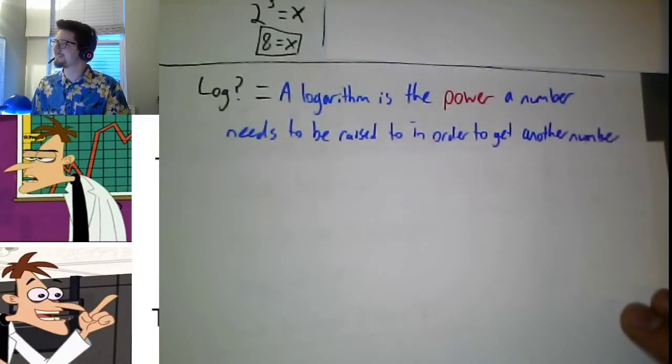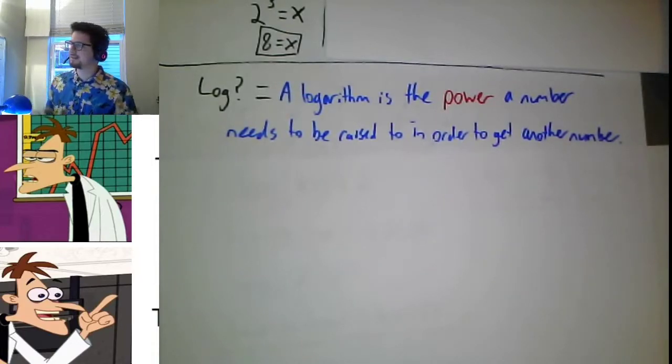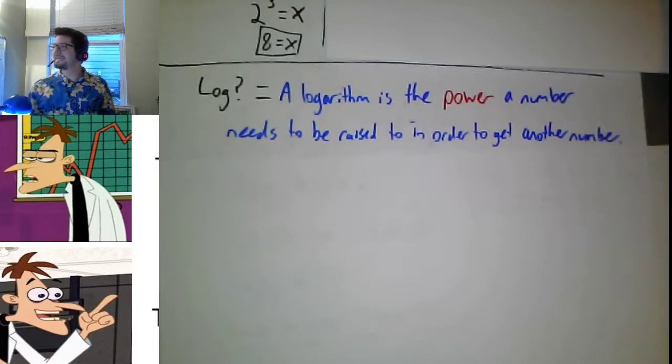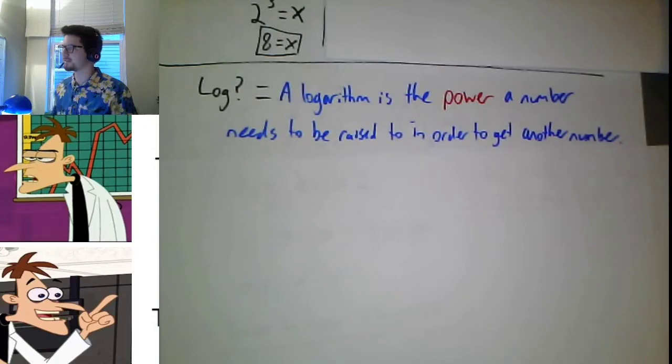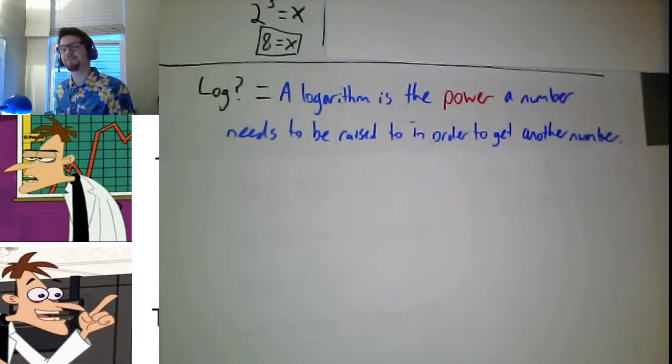So what is a logarithm? What is a log? A logarithm is the power a number needs to be raised to in order to get another number. Think hard about that. A logarithm is the power a number needs to be raised to in order to get another number. In other words, what power would I have to raise 2 to get 8? That would be my logarithm. 3. 2 to the power of 3 gives me 8.